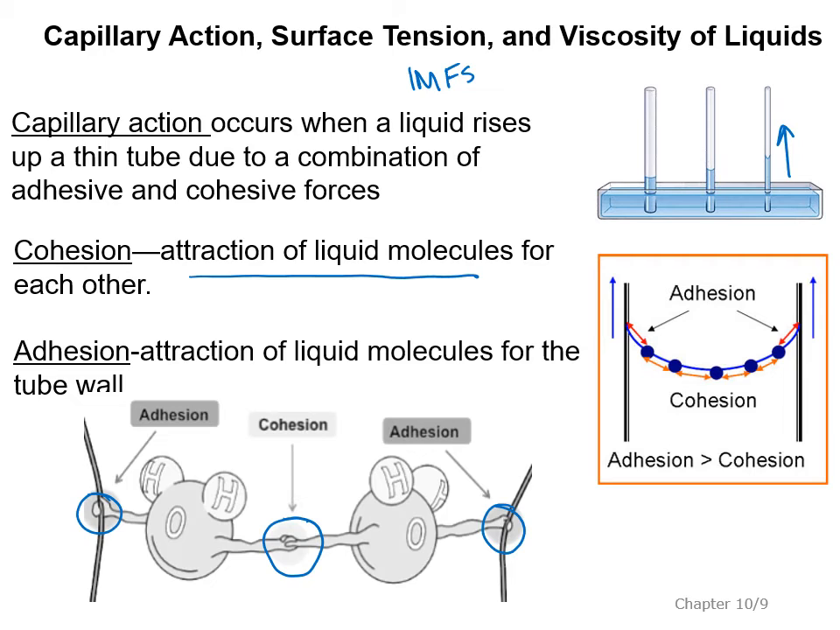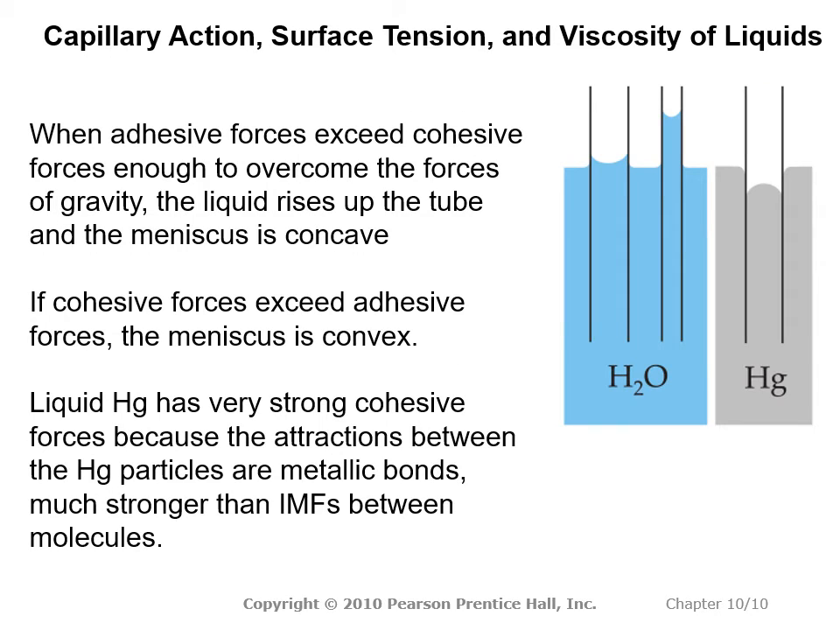So there's another drawing of it. Cohesion here, how attracted the particles are to each other, and then adhesion, attraction between the wall and the particles. When the adhesive forces exceed the cohesive forces enough to overcome the forces of gravity, the liquid rises up the tube and the meniscus is concave. Such is the case for H2O.